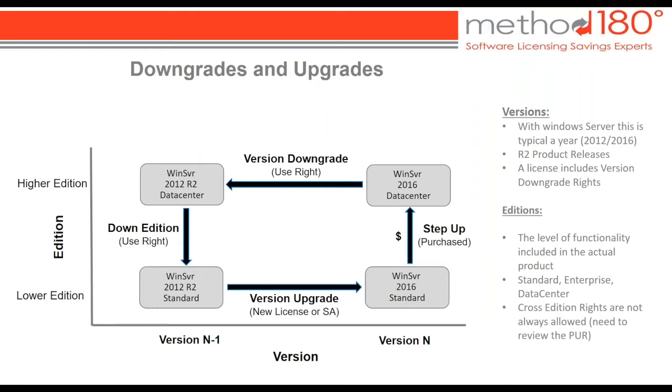But the key thing here, what I always like to talk about, is what's embedded rights within a license. Those are those use rights, downgrades and down editions. And then what is a license itself? That's to get to the new version or step up. So those are the key concepts that I think are just important to understand.